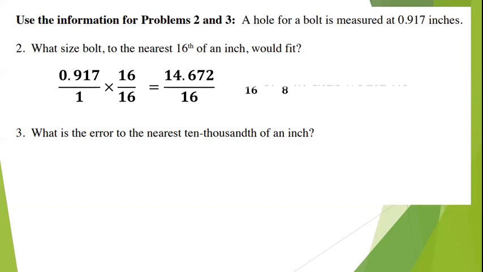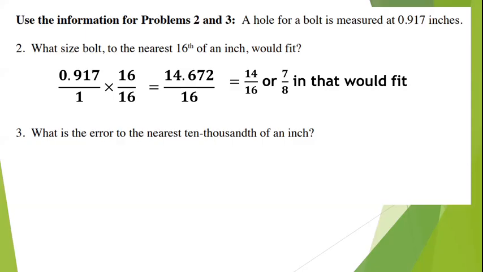Now, this is representing the size of the bolt that we want to fit into that hole. So we are going to be rounding down to the nearest whole number for this one because we want the bolt to fit in the hole. So 14/16, which would also reduce to 7/8 of an inch. That is the size bolt that would fit into the hole.